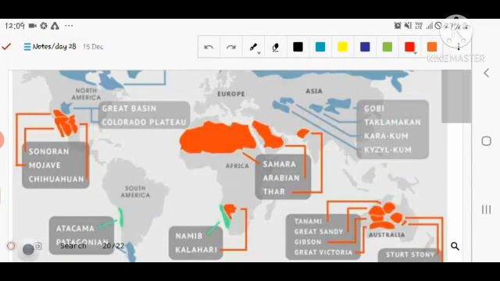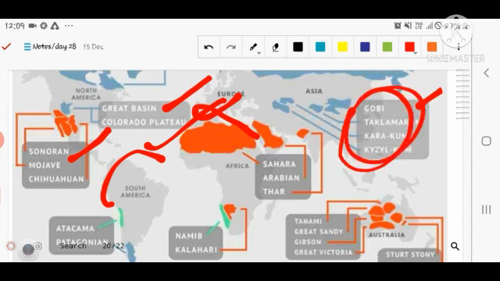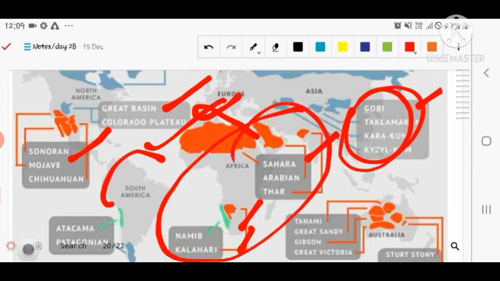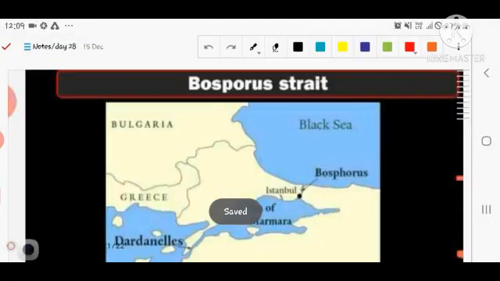Let's see the important deserts around the world. For example, Great Basin, Colorado Plateau, Sonora, Mojave, Chihuahua, Atacama, Patagonia in the South America region. In Europe there is no desert. Gobi, Taklamakan, Karakum, Kyzylkum are found in the Asia region. Sahara, Arabian, Thar, Namib, Kalahari are found in the Africa region. Tanami, Great Sandy, Gibson, Great Victoria, and Strzelecki are found in the Oceania region. Antarctica itself is a desert.